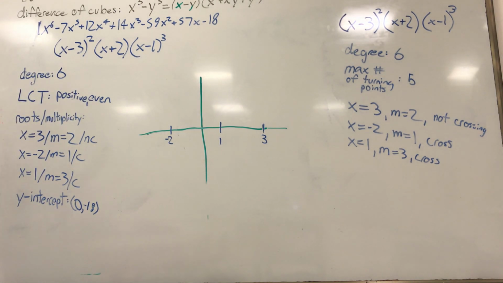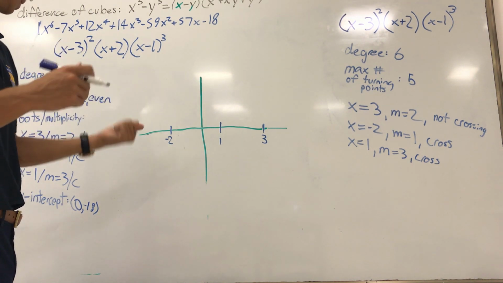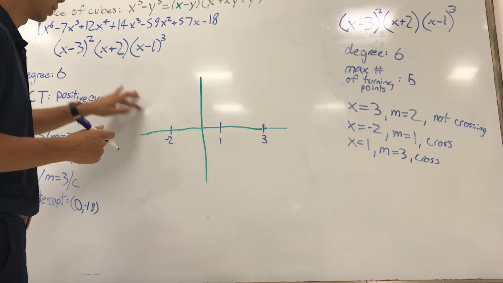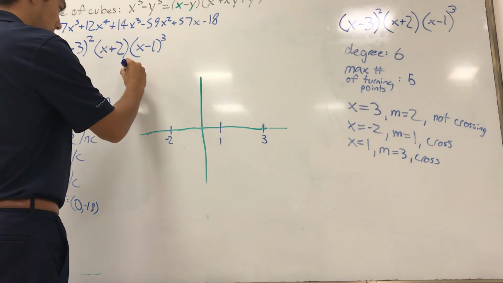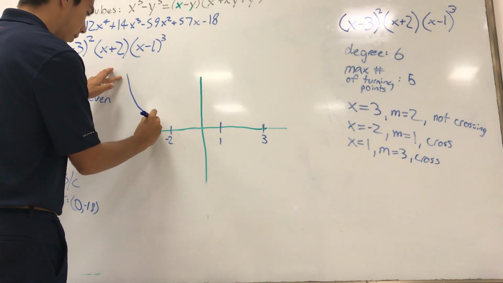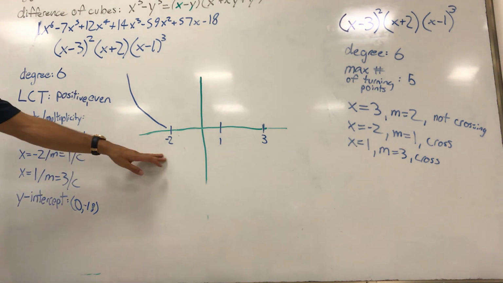So let's try and make it easy on ourselves. Our leading coefficient test tells us we have a positive leading coefficient and an even degree, which means that we are going to rise to infinity as we move to the left here. So I know that this graph starts off at infinity, it's going to come down, and it's going to approach 2 in some way. Okay? Or negative 2 in some way.